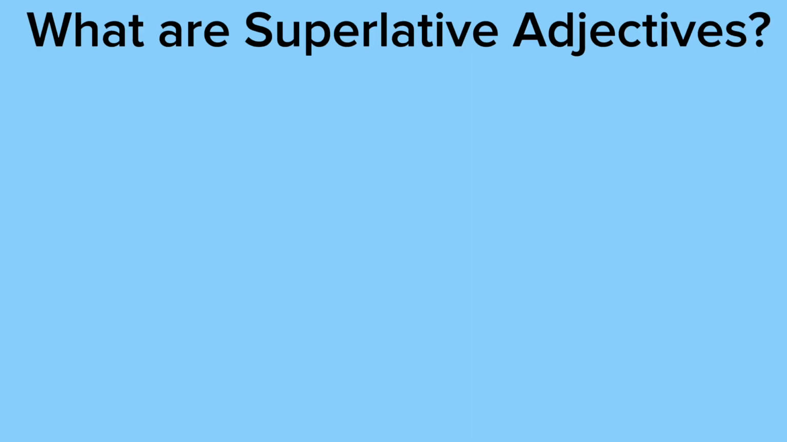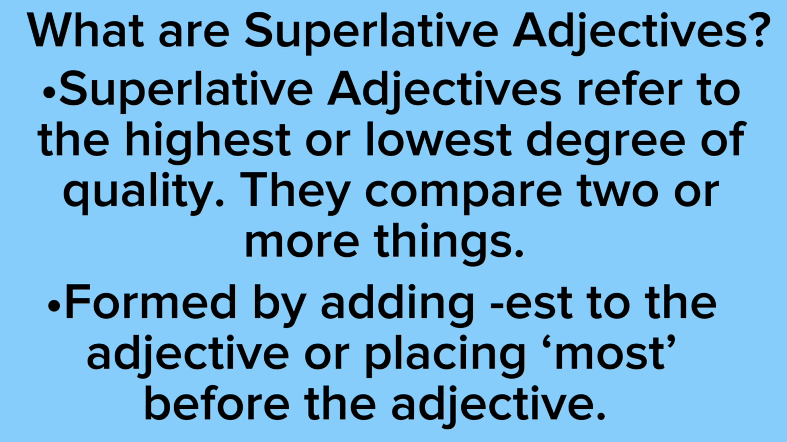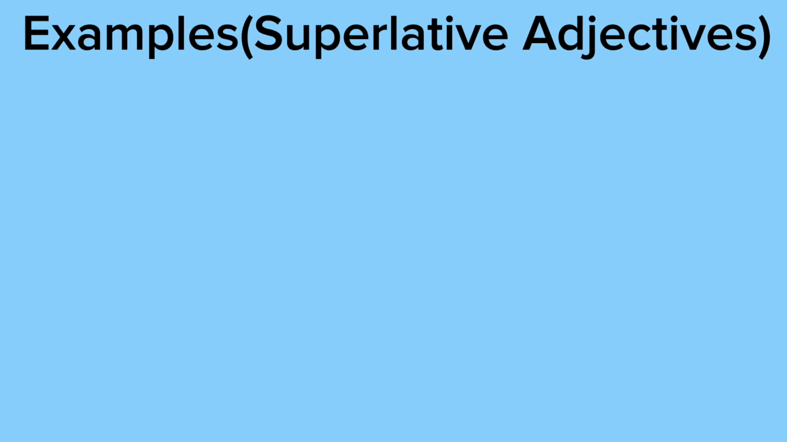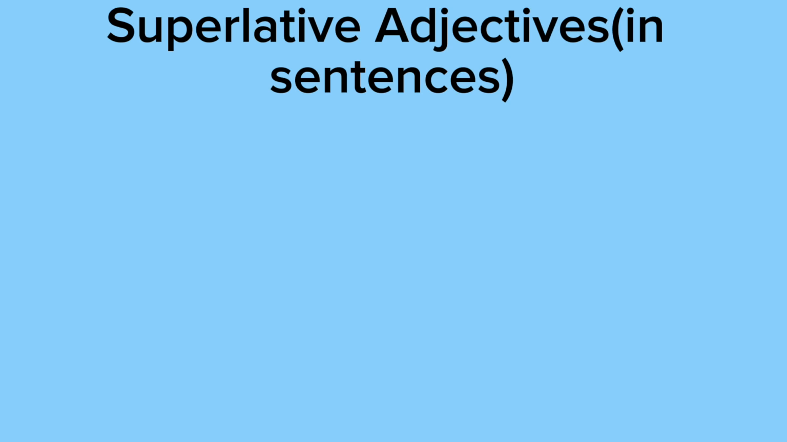So what is a superlative adjective? And I'll also be discussing how to form these later on in the video. Superlative adjectives refer to the highest or lowest degree of quality. They compare two or more things. Formed by adding est to the adjective or placing most before the adjective. So here are some examples of superlative adjectives: ugliest, prettiest, happiest, safest, tallest, most amazing, most successful, most dramatic, most awesome, and so on.